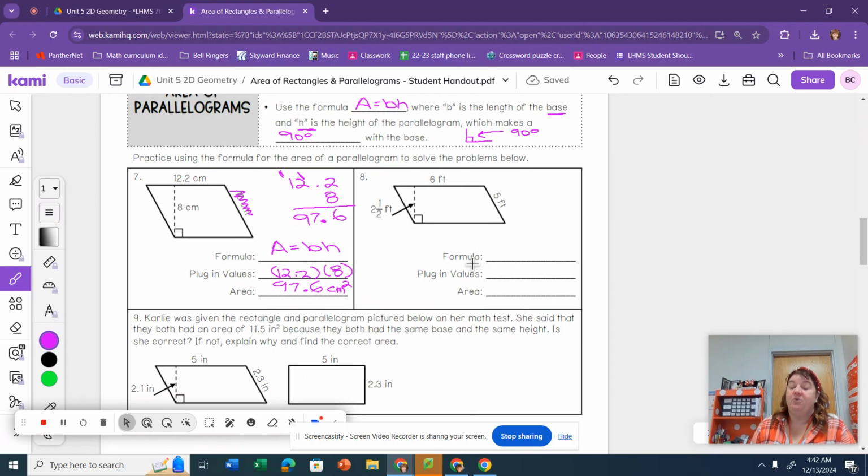Okay, so the next one, our formula is area equals base times height. You plug in the values and you find the area. Don't forget to turn this into an improper fraction. Okay, did you get the answer? I hope so.